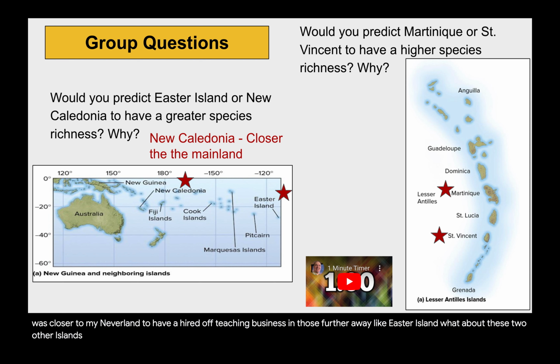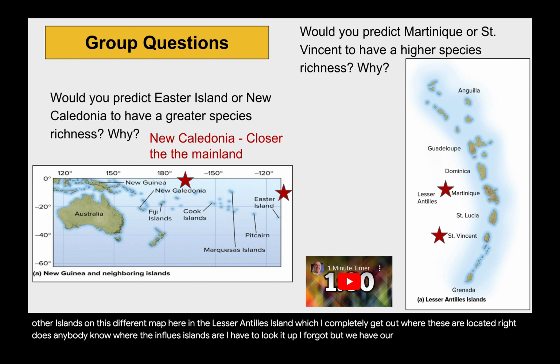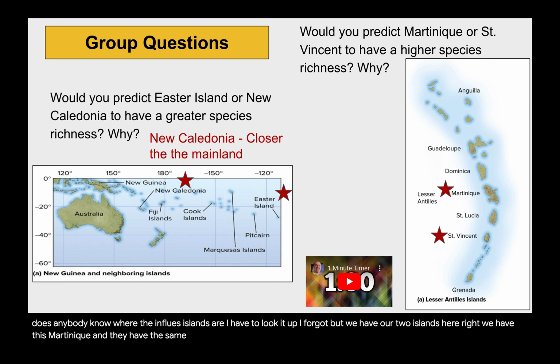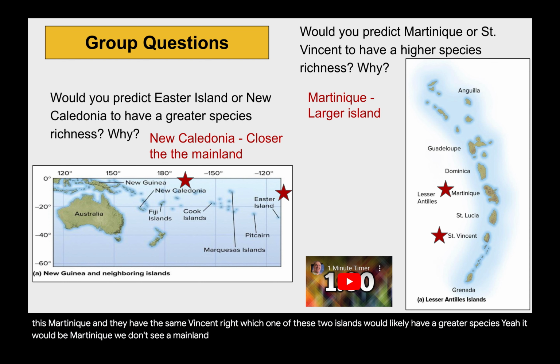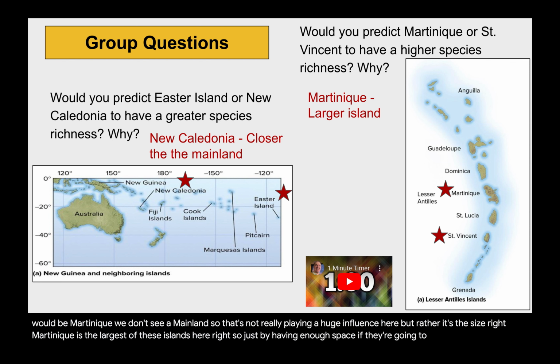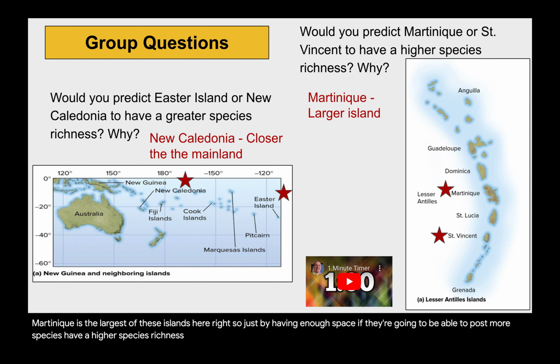What about these two other islands on this different map here in the Lesser Antilles, which I completely forgot where these are located. Does anybody know where the Antilles Islands are? Could be in Oceania, I'd have to look it up. But we have our two islands here, Martinique and Saint Vincent. Which one of these two islands would likely have a greater species richness? Martinique, yeah. We don't see a mainland, so that's not playing a huge influence here, but rather it's the size. Martinique is the largest of these islands here. So just by having enough space, they're going to be able to host more species, have a higher species richness than St. Vincent or some of these other smaller islands.